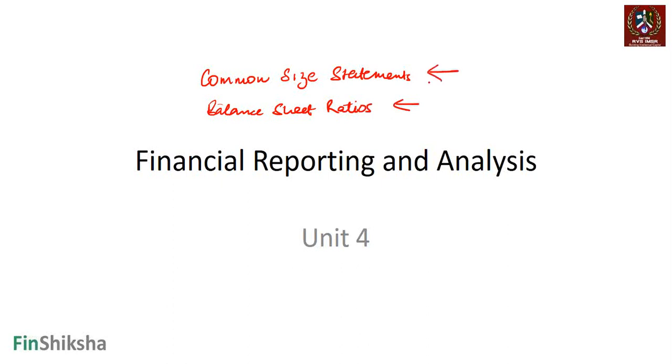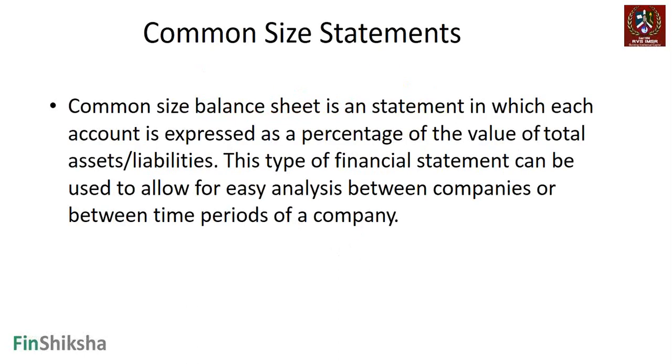But broadly, we'll start with the first one, which is the simpler one: the common size statements. So what do we mean by common size statements? That's exactly the same as what we saw in terms of the P&L. There's just one difference. In the P&L, everything is made a percentage of the sales number. Here, because you have two sides to the balance sheet, each account header is expressed as a percentage of the value of either the assets or the liabilities.